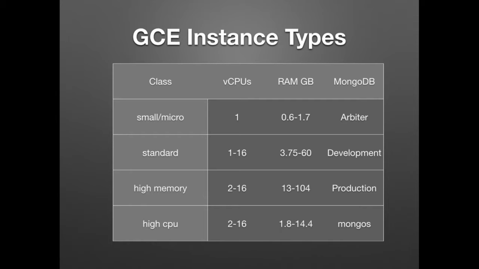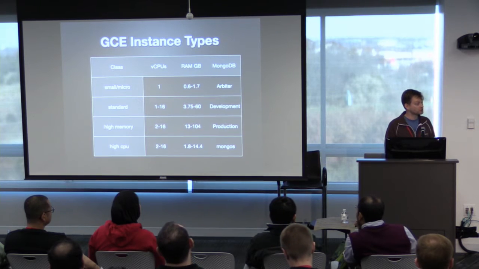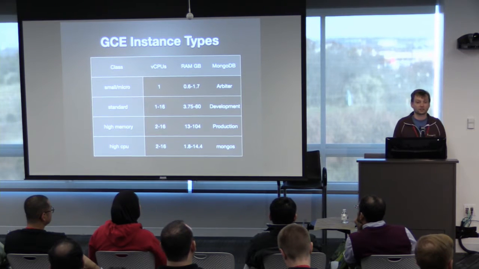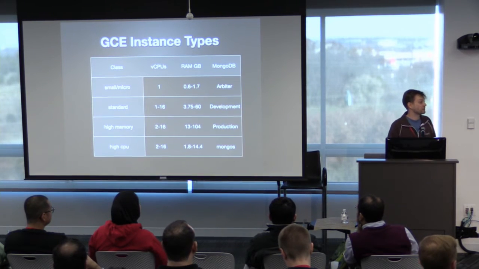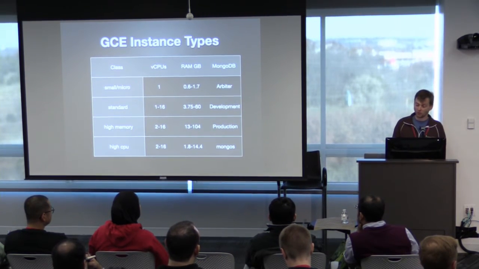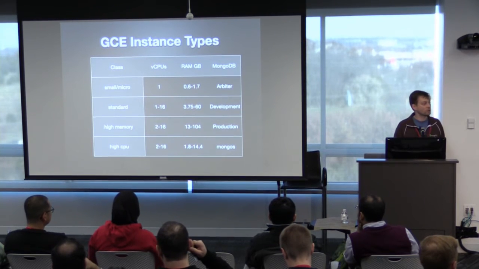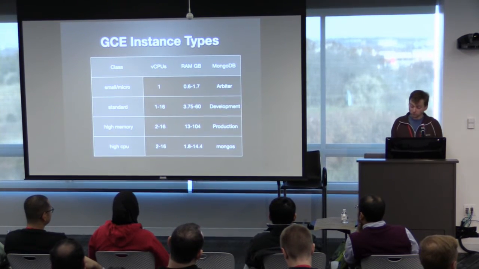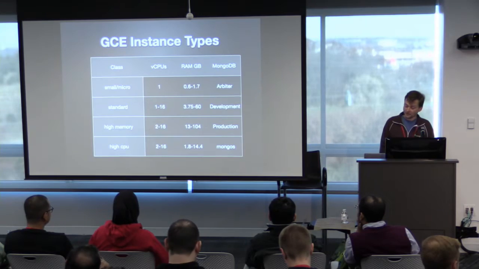We generally don't recommend a high CPU instance. Those are pretty much the same as high memory, except they're very anemic on the memory side, with a maximum of 14.4 gigabytes of RAM, which is not ideal for running a large database. Generally, MongoDB is not going to be CPU bound anyway, so it doesn't really make sense to bulk up on CPU. You'd be better off spending your money on memory and disk.